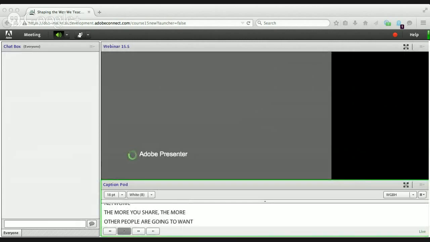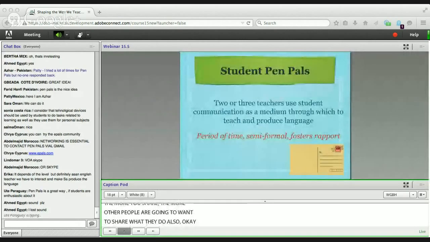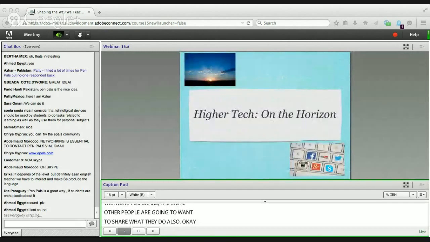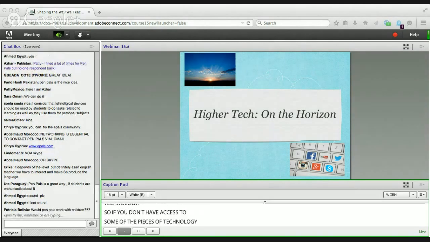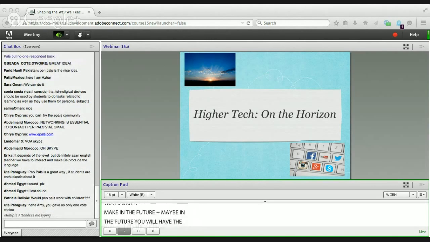Okay, so our next part, we're going to switch from our lower tech options to some of our higher tech options. So these are on the horizon, right? These are a little bit trying to reach people that are further away from us, maybe not within our local community. They could be, but they don't have to be, and maybe implementing some more technology. So if you don't have access to some of the pieces of technology that we're going to talk about, that's okay. Maybe in the future you will have the opportunity, or maybe think about how you might adapt what we're talking about to something that you do have access to.